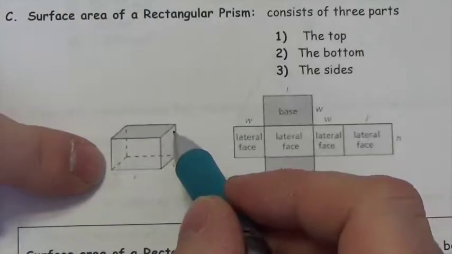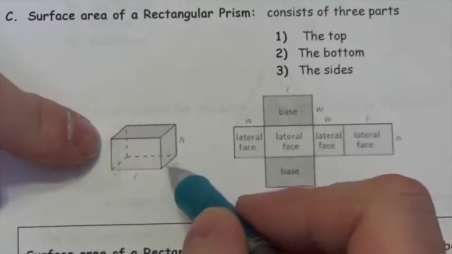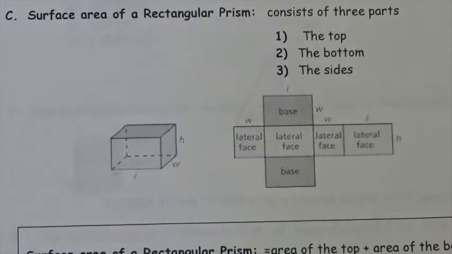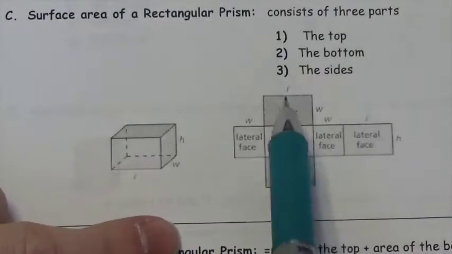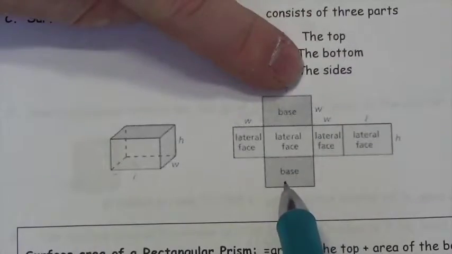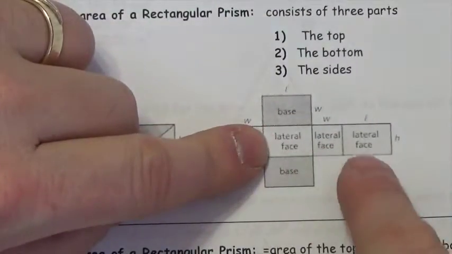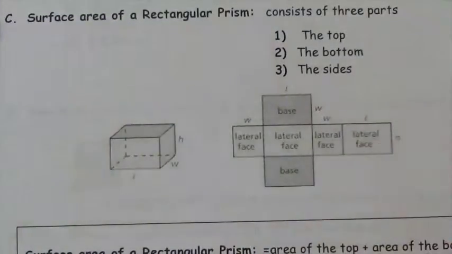And then there's going to be a square or a rectangle here that's height times width. That's going to be from the right-hand side and then the left-hand side. Okay? And so what you get here is, length times width, there's two of those. Height times width, there's two of those. Length times height, there's two of those. And you have to put those all together.